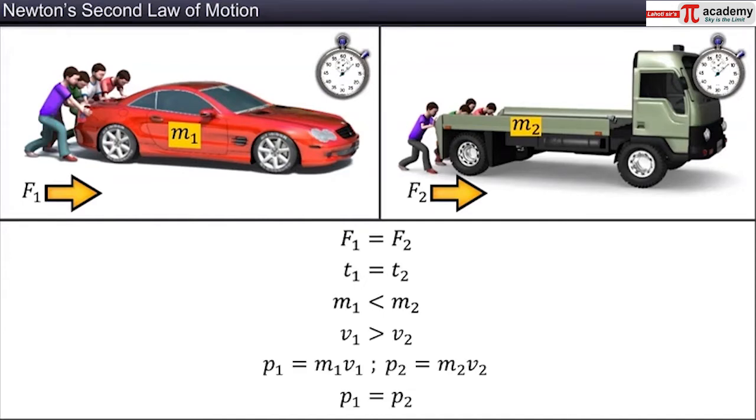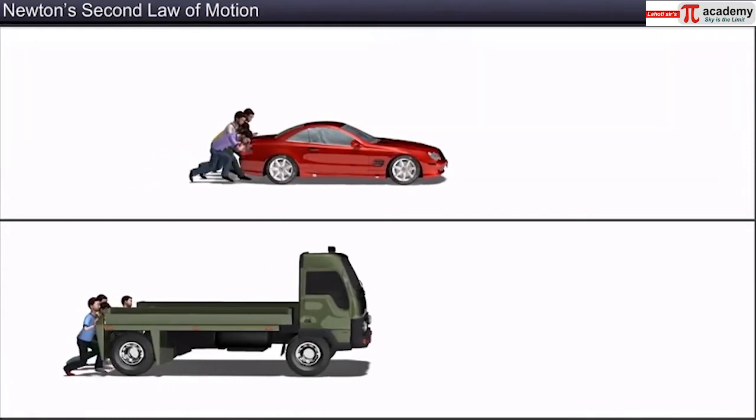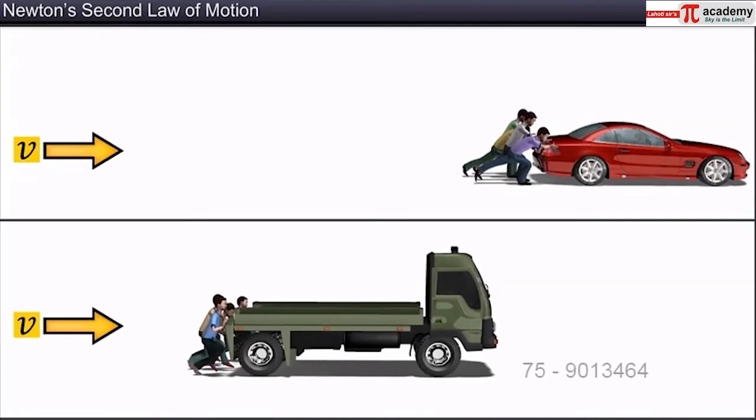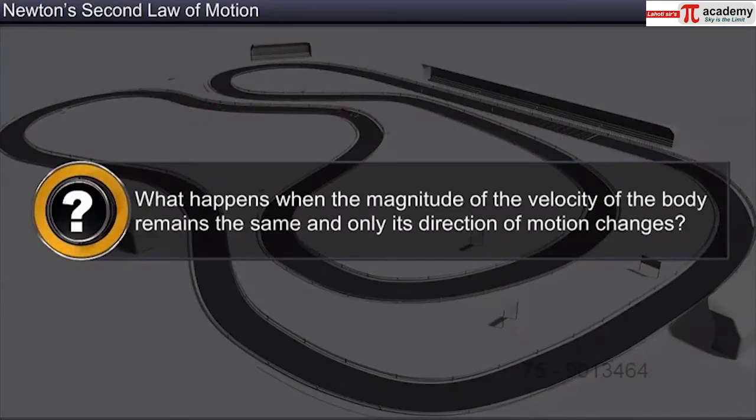Hence, a body of lesser mass moves with greater velocity compared to a body of greater mass, but the product of the mass and its velocity remains the same in both cases. In these examples, there was a change in momentum due to a change in magnitude of the velocity of the body. There was no change in the direction of motion of the body. What happens when the magnitude of the velocity of the body remains the same and only its direction of motion changes?